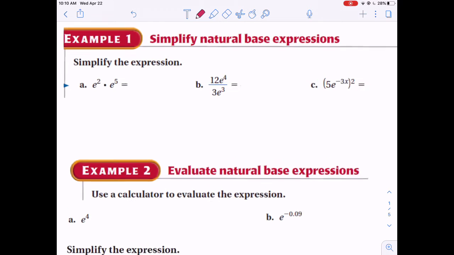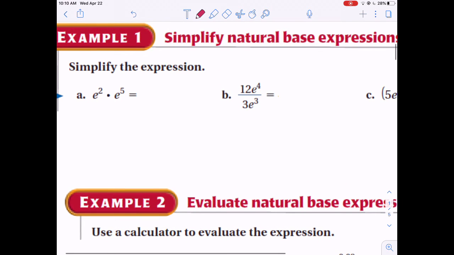All right, so let's start with these. Example 1, simplifying the expression e squared times e^5. Well, common base means I'm going to add the exponents. So it's e squared plus the 5. Then 2 plus 5 is 7. Done. Piece of cake.